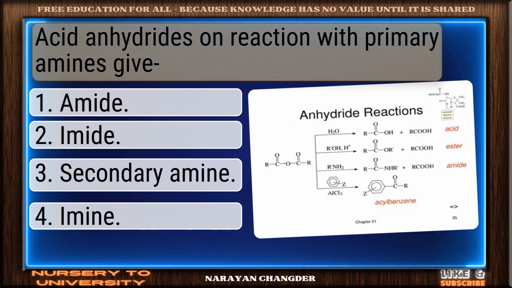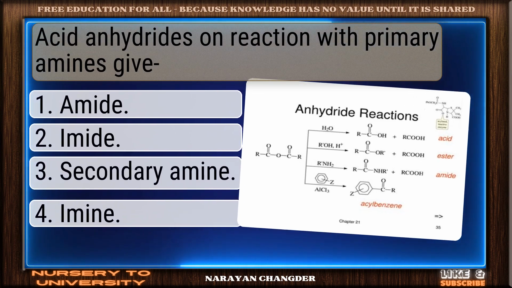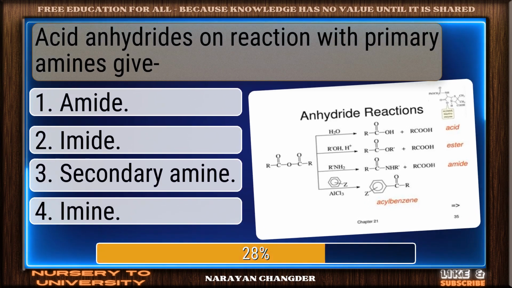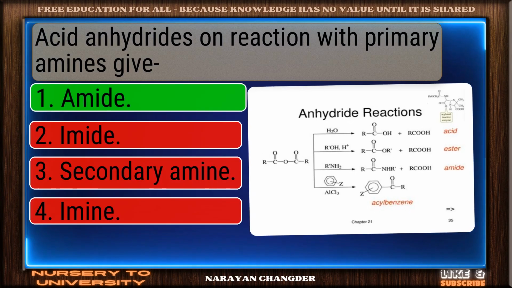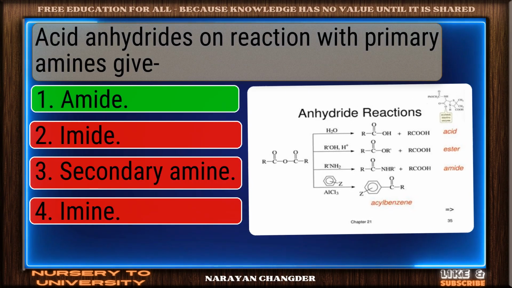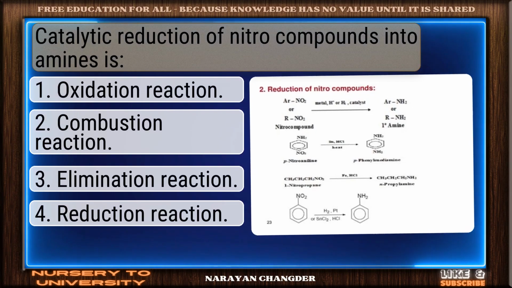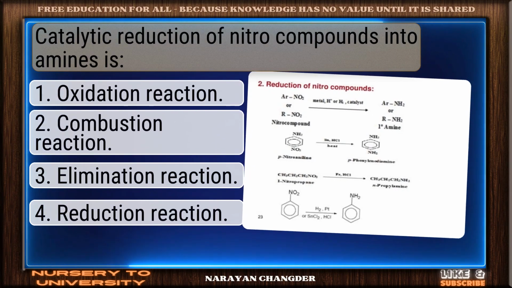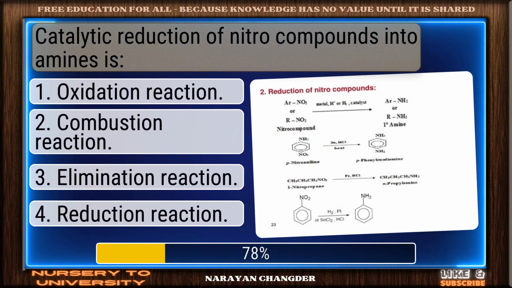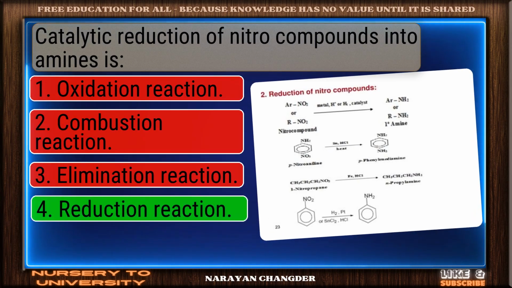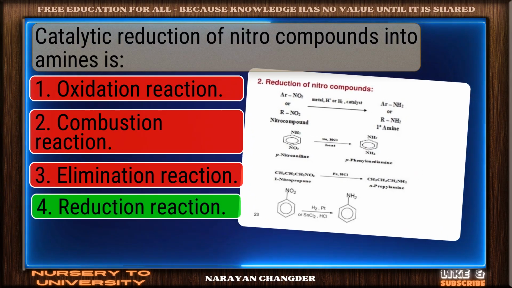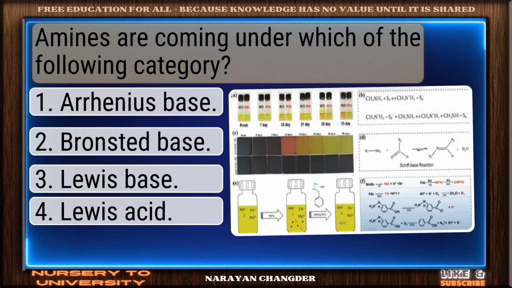Acid anhydrides on reaction with primary amines give... On track. Amide is the correct answer. Catalytic reduction of nitro compounds into amines is... Well reasoned. Reduction reaction is the correct choice.